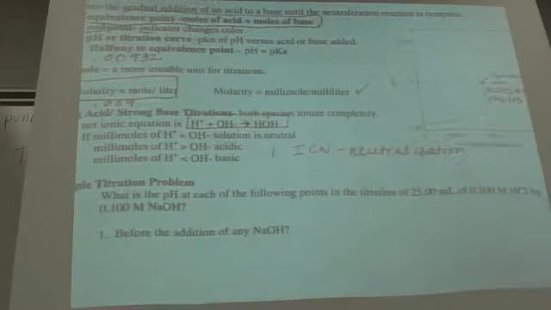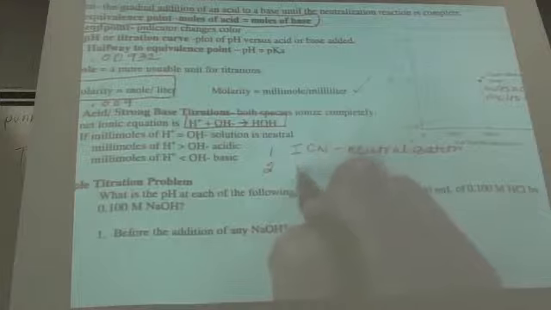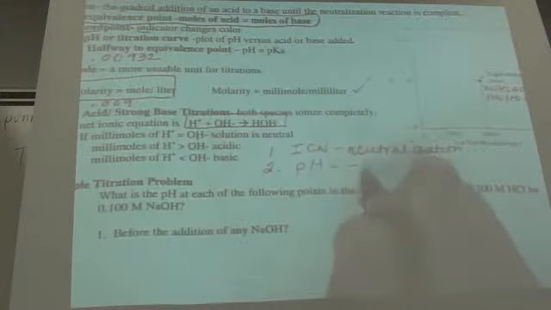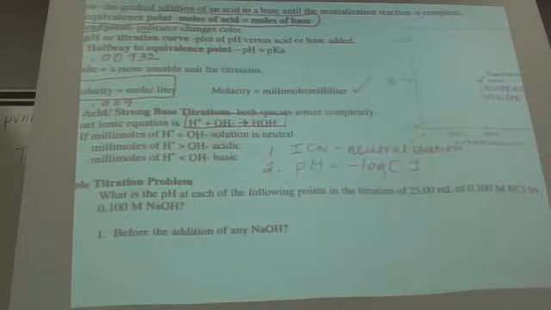After you've determined the neutralization step, you can find the pH using the negative log of either the hydrogen ion concentration or the hydroxide ion concentration, depending on which one is in excess.